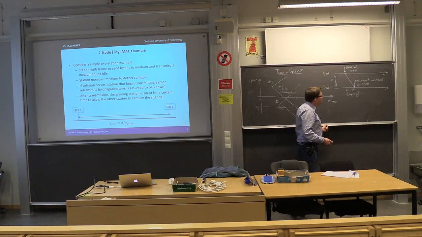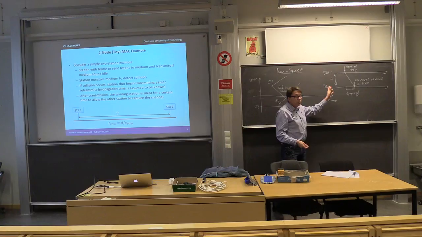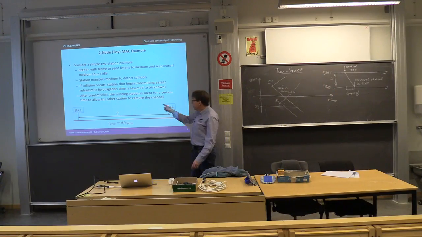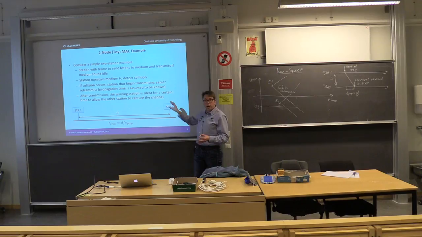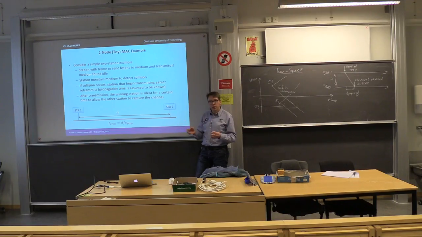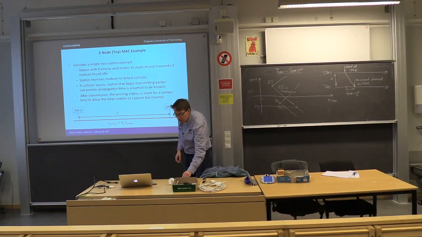All right. So now, suppose we have two stations here, 1 and 2. They want to communicate with each other. They want to exchange frames. And they are not synchronized. There is no time synchronization between these two. They just get frames from their upper layers and they want to deliver them to the other end. And they're using the following rules.